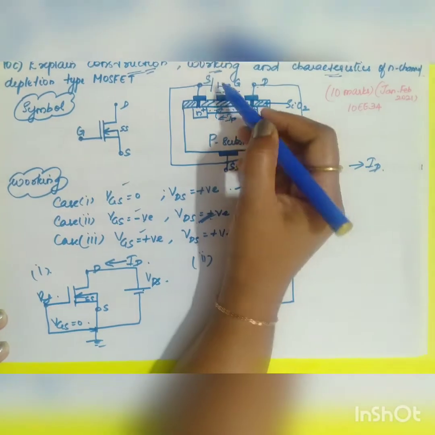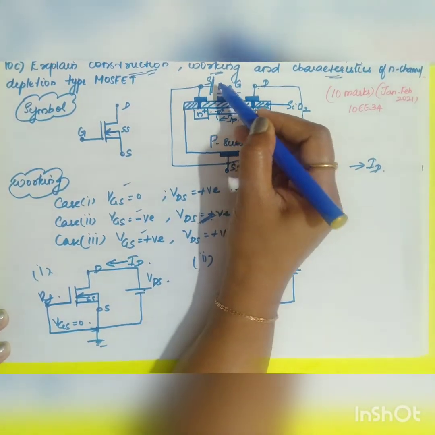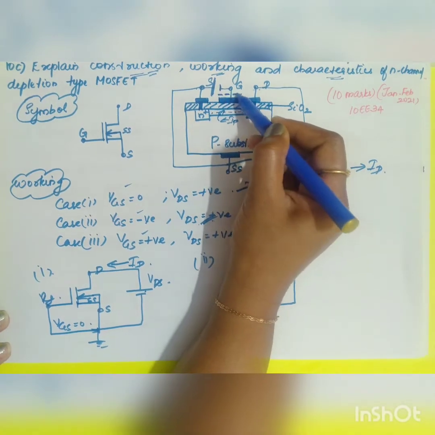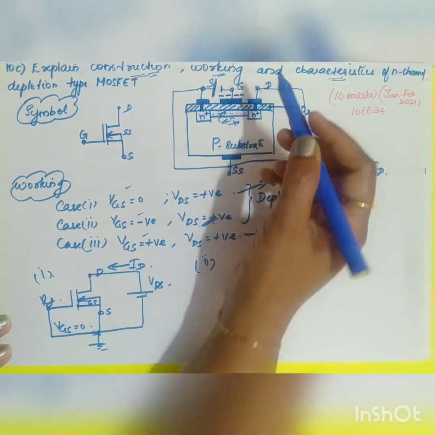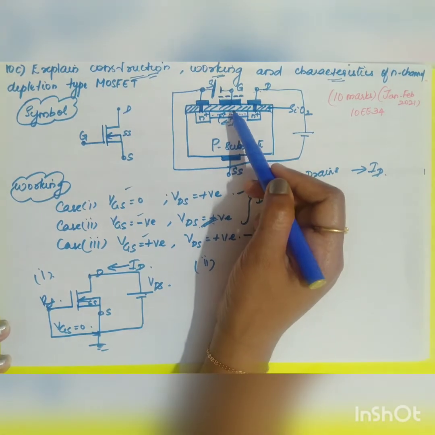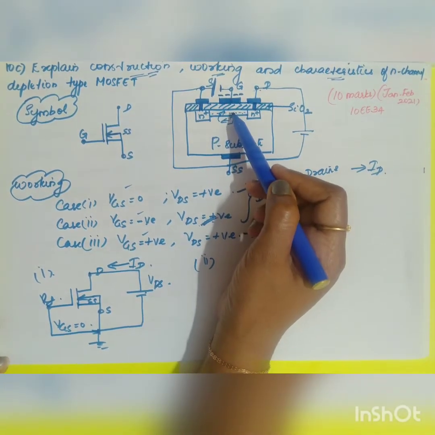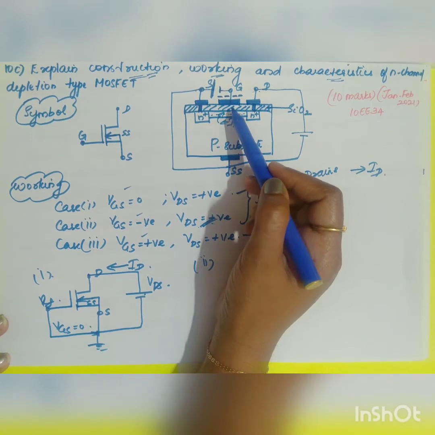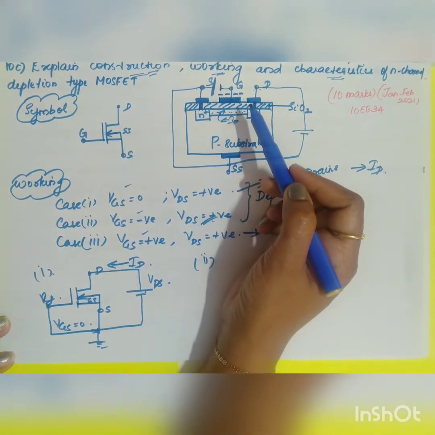Okay. So this is your second condition. Due to this negative potential, electrons will be towards your gate side. When you have electrons on your gate side, what will happen? Equal and opposite, what is a property of your capacitor?